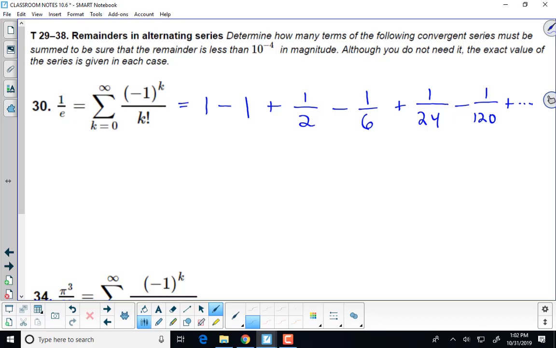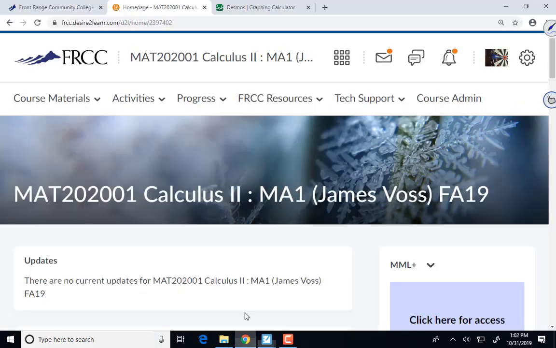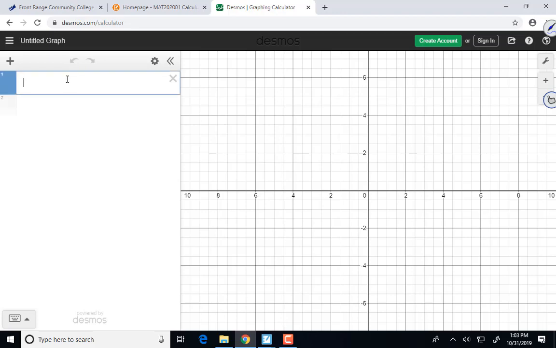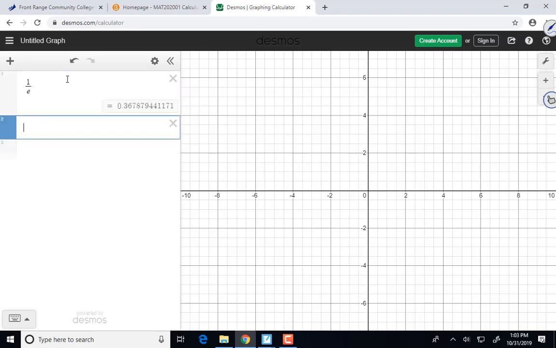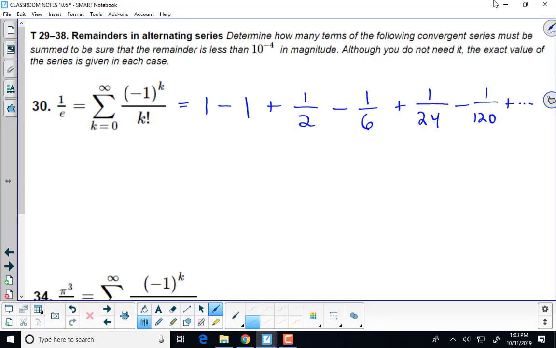Can somebody type 1 over e into their calculator? Actually, I can probably just do it right in decimals. 0.36. I'll do it right in decimals so we can kind of make a comparison. So 1 divided by e right there. So 0.3679, roughly.